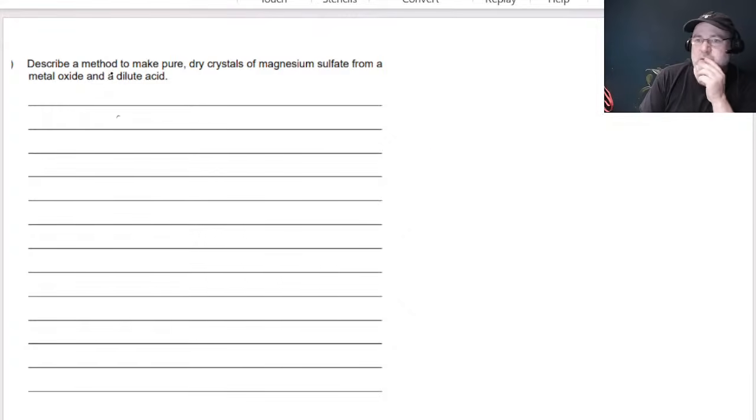Right, what we're going to do. So we want to make a pure salt. Check that it's pure. Check that it's dry. You need to mention the dry, right?